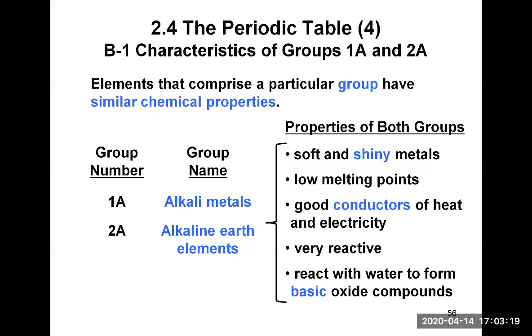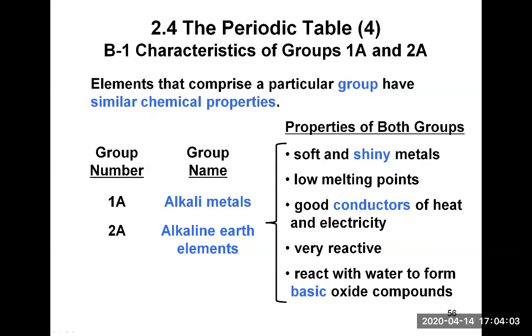So, characteristics of group 1A and 2A. We said that elements are in groups because they have the same chemical properties or physical properties as well. And so then we can talk about groups and their main properties. Group 1A are called the alkali metals, and you need to learn that name, alkali metals. Group 2A is called the alkaline earth elements or alkaline earth metals because they are also metals.